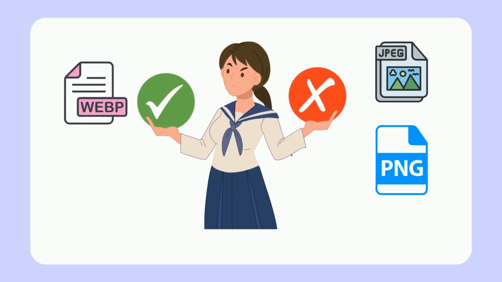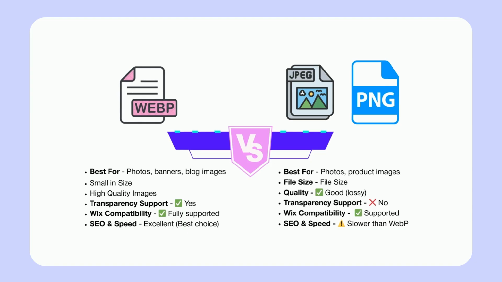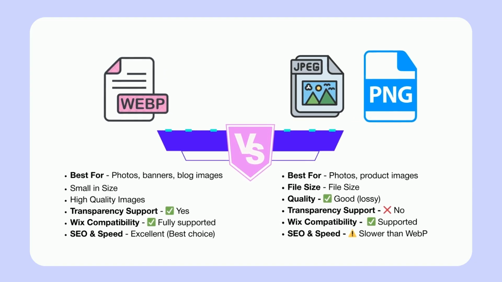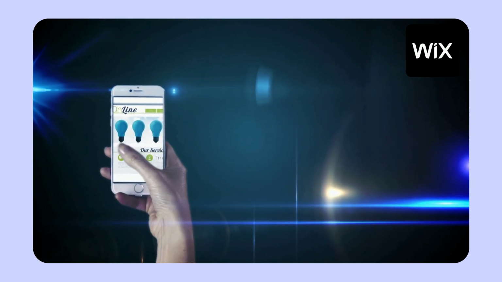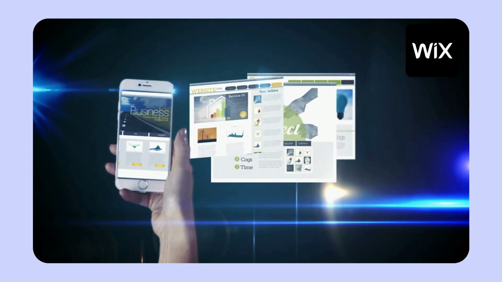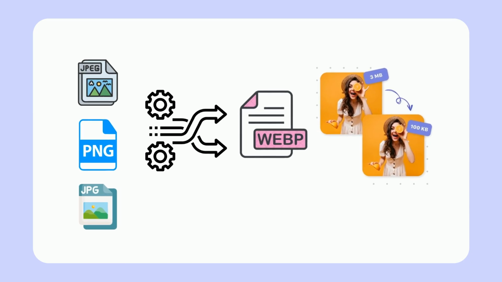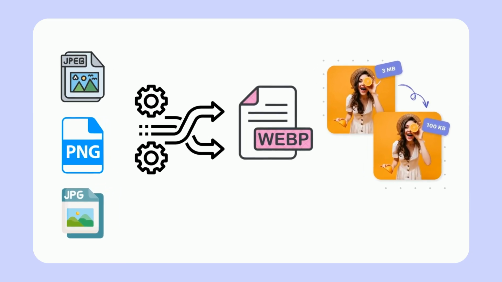WebP images are fully supported on Wix, meaning you can upload them just like JPEG or PNG. They load faster because they're smaller in size without sacrificing quality. This helps your Wix site perform better, especially on mobile, and improves SEO by boosting your page speed and Core Web Vitals scores. Now here's how to switch your images to WebP without losing quality or wasting time.